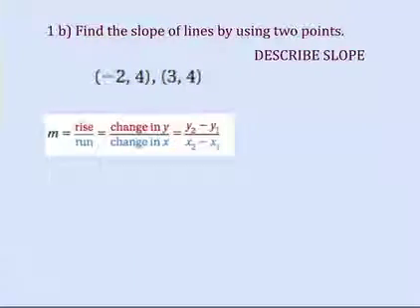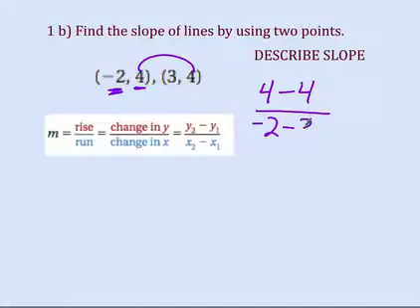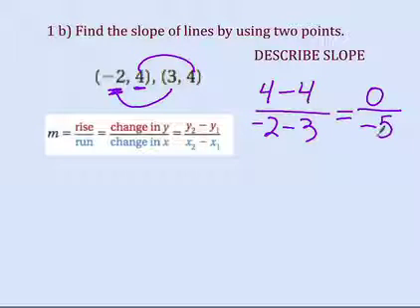Next example, find the slope of the line by using 2 points. I've given you the 2 points, and then describe the slope. So the change in the y, so we have the y's. So we have 4 minus 4. So I'm starting with this one. So on the x's, I need to start with the same point. Negative 2 minus 3. 4 minus 4 is 0. Negative 2 minus 3 is negative 5. So the slope would be 0 over negative 5, which does simplify to 0.